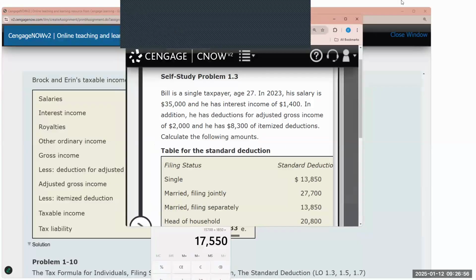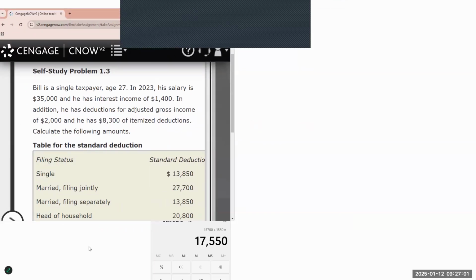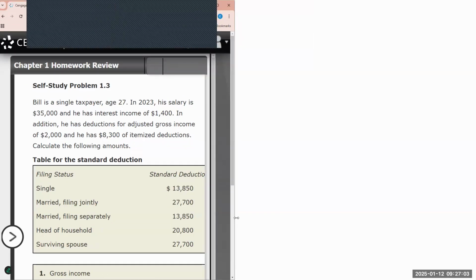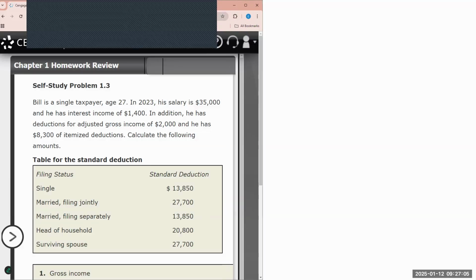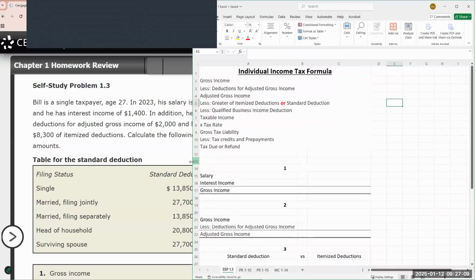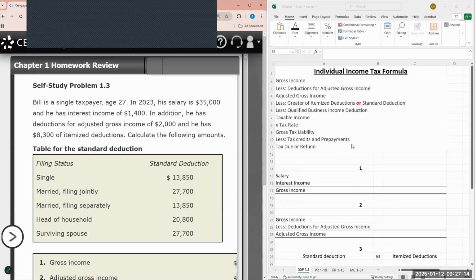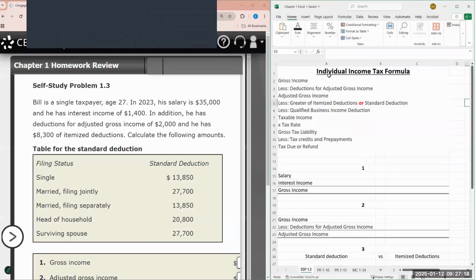So based on this information, we need to calculate this for Bill. So I have an Excel spreadsheet that we will essentially use, so that way we can calculate the gross income, the adjusted gross income. We will determine between the standard deduction and the itemized deduction. And then we will calculate the taxable income.